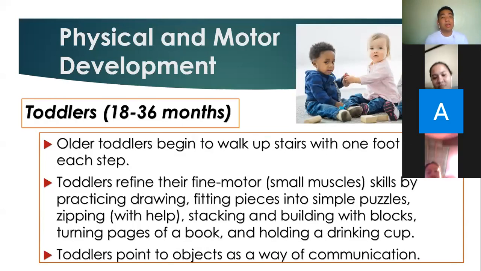Next, the older toddlers begin to walk upstairs with one foot on each step. Toddlers refine their fine motor skills by practicing drawing, fitting pieces into simple puzzles, zipping, stacking and building with blocks, turning pages of a book, and holding a drinking cup. At this age, you can give them a book, but you do not expect them to read, only to turn pages. And to hold a cup, because a cup is bigger than a pencil or ball pen.